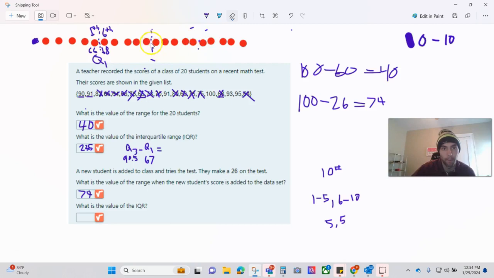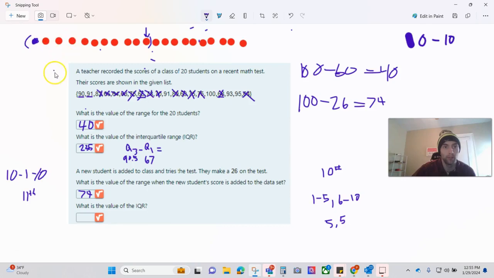Let's clean this up. Because now all our middles are different. We got to find our new middle. So the middle of 21 numbers, now we got 21 and 26% on the test. Middle of 21 would be the 11th number, right? 10 on one side, 10 on the other side, 1 in the middle. That's the 11th number. 1, 2, 3, 4, 5, 6, 7, 8, 9, 10, 11.